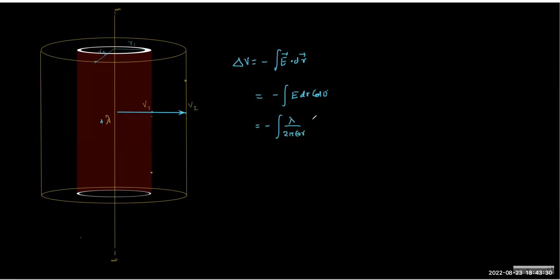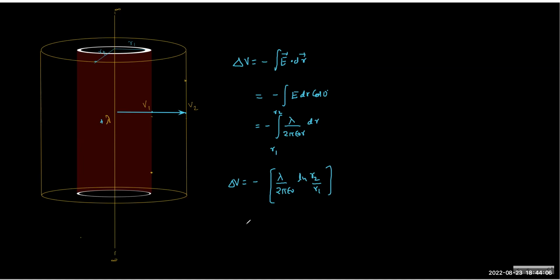Very good. And now we are going from A to B, right? Because that's R1 to R2. We are going from R1 to R2. So the delta V, we can get the answer, which is lambda by 2 pi epsilon naught ln R2 by R1. I will keep the minus intact because that is representing that as you go away from the line charge, the potential will decrease. That's why the difference is negative. If you want only value, you know the answer. Okay.